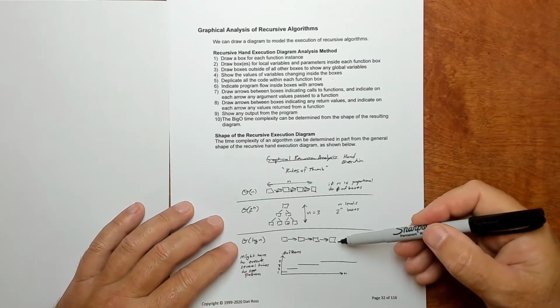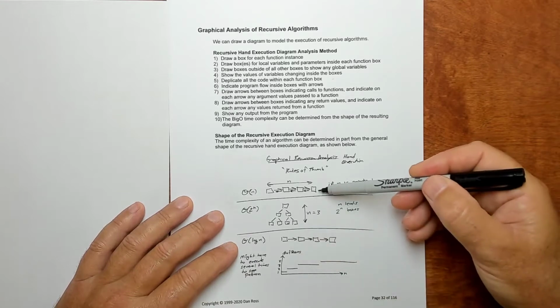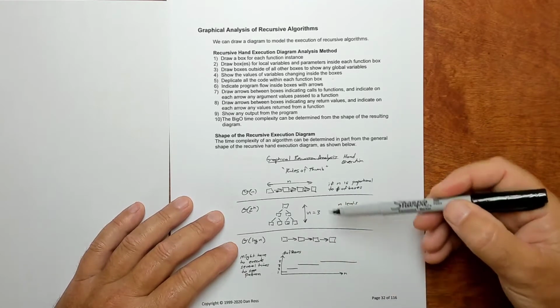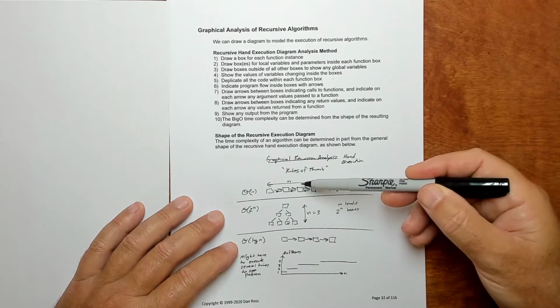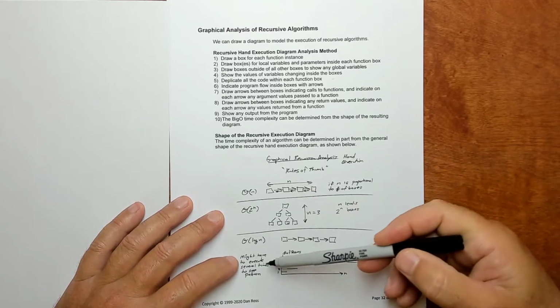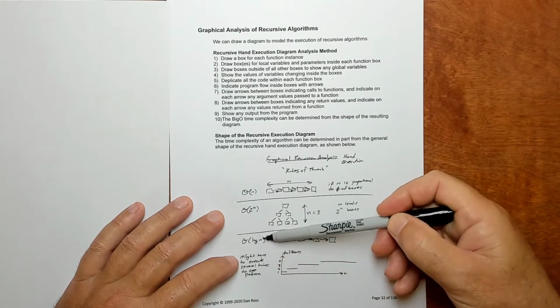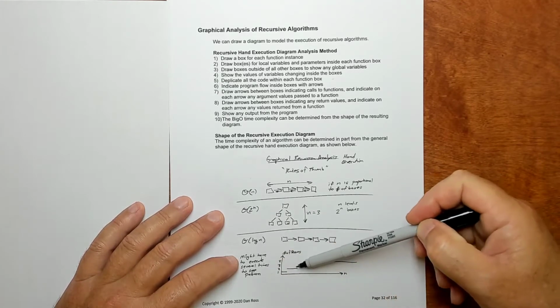Now, the third shape that comes up looks like the first. That is, it's a line of these function call boxes, but it's not proportional. And so you have to execute the function several times for several different values of n, and then graph it.